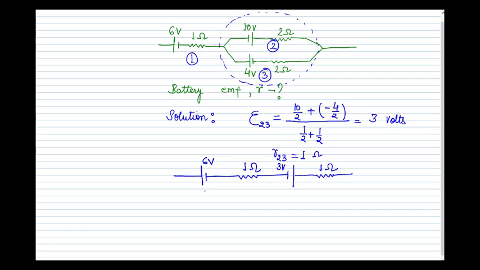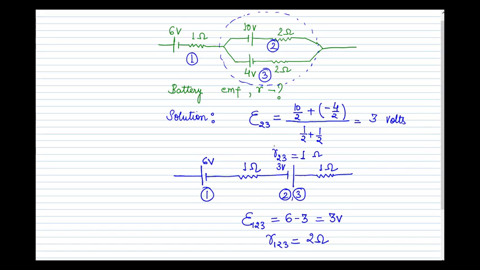So this one was cell 1 and this was 2 and 3, which when combined give this. So you can write down the equivalent EMF for 1, 2 and 3. This is equal to 6 minus 3, because these are connected in opposite polarity. So this is equal to 3 volts. And if you see the resistance for 1, 2, 3, then this is equal to 1 ohm plus 1 ohm. So that gives us 2 ohm, because these two are in series.